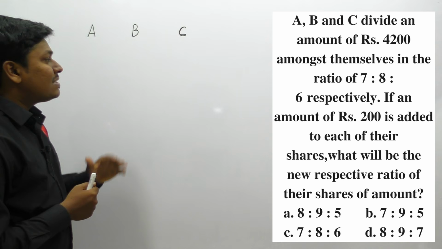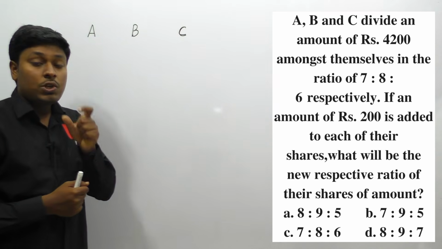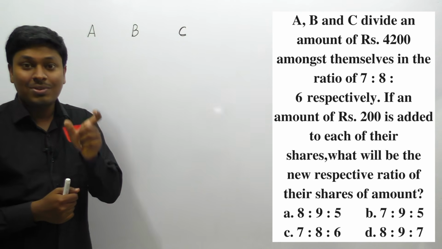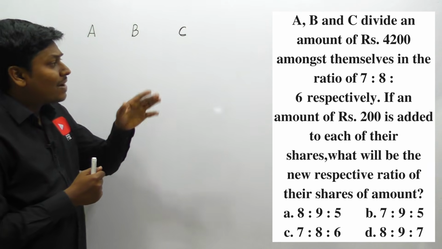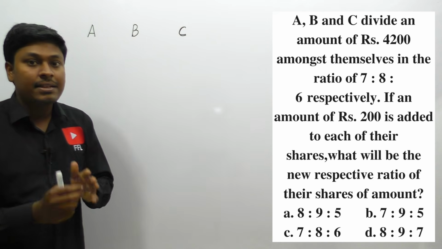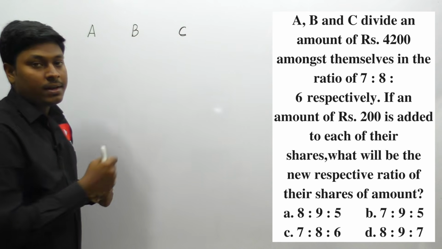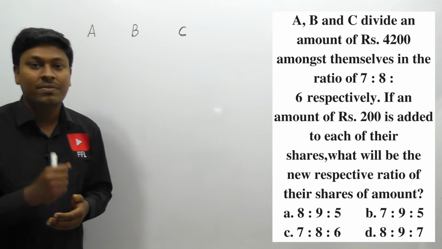Okay. So friends, totally there are 3 persons in a business, that is A, B and C. And the total amount is rupees 4,200. They are dividing this 4,200 in the ratio of 7:8:6. After dividing, they are adding rupees 200 to each of their shares. After that we need to find what is the ratio of the new amount.